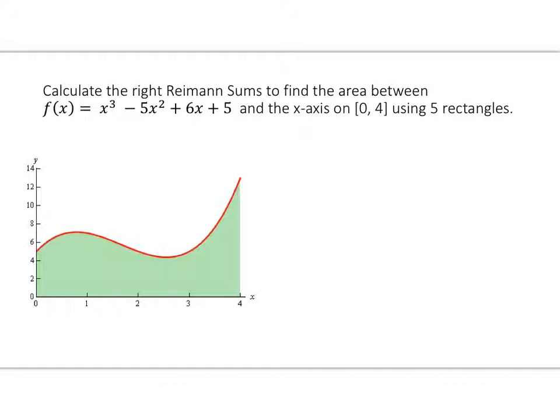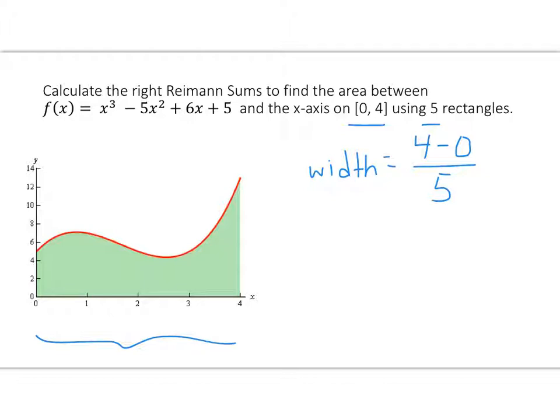So here we want to practice calculating a right Riemann sum, finding the area between the curve f of x, which is x cubed minus 5x squared plus 6x plus 5, and the x-axis on the interval 0 to 4, and we're using 5 rectangles. So we need to split this whole region up into 5 pieces. The way to figure out what the width of each rectangle is going to be is I take the difference in my interval and divide it by the number of rectangles I want. This gives me the width of each rectangle, and that's going to be 4/5.